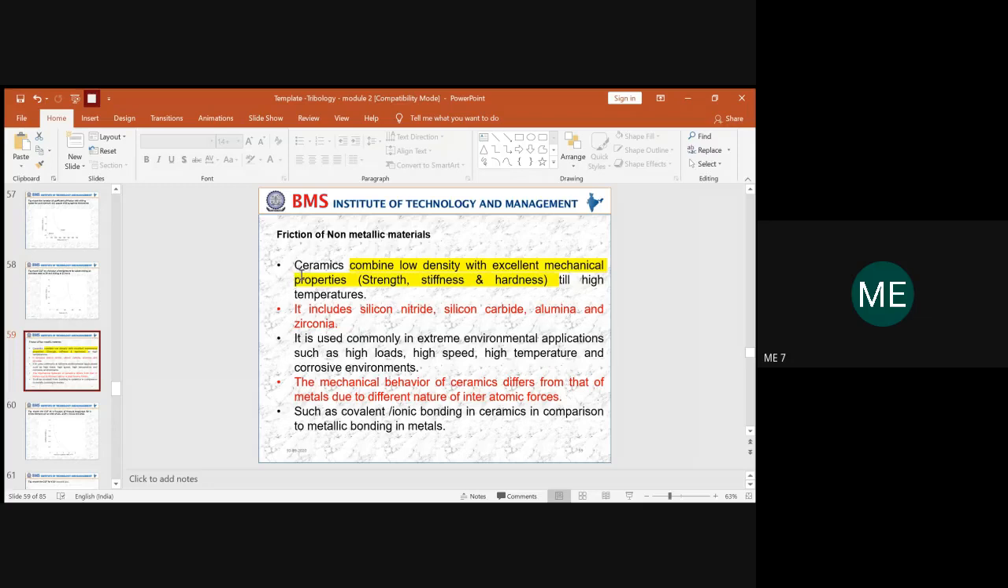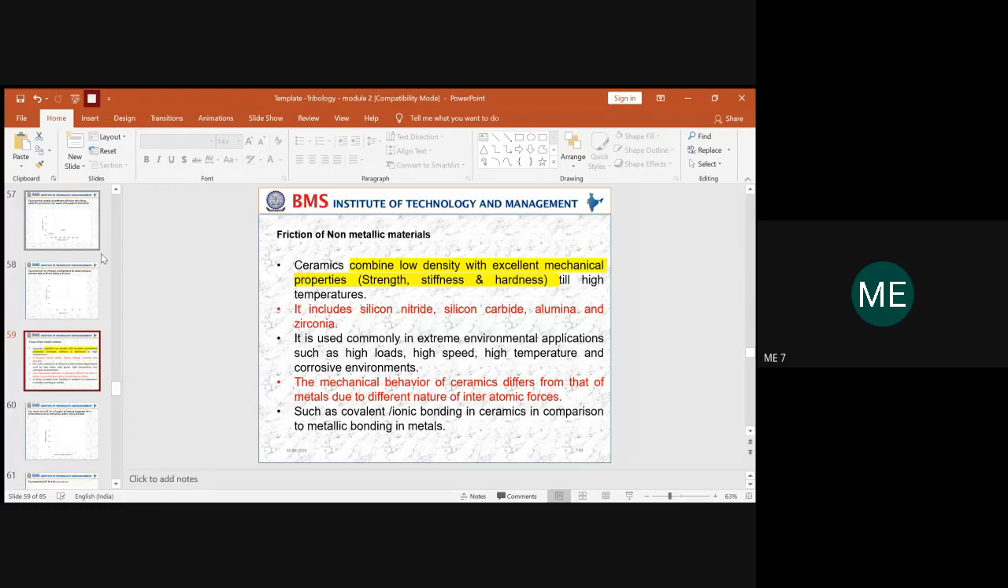So ceramic is basically one of the non-metallic materials, right? Usually ceramics are light in weight. Why? Because they have a very low density. But apart from low density, they have excellent mechanical properties. They have good strength, stiffness, as well as hardness, and they can maintain these properties even at high temperatures. Hence, ceramic is most widely used in high temperature applications as well. So these are the key important characteristics of ceramics.